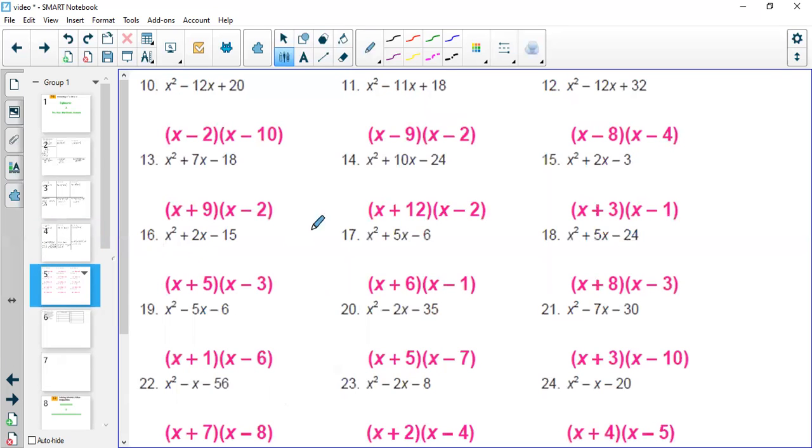So here are the answers for question number 10 to 24. You're going to follow the same method of solving. You could pause the video here and then you could check the answer.